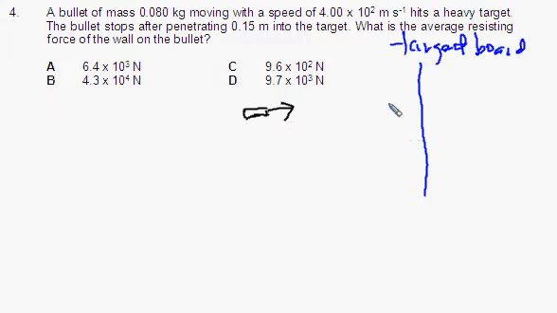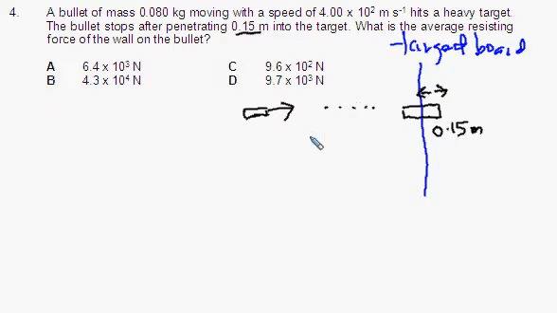When it starts moving, it will hit the board, and as mentioned, it will penetrate 0.15 meters. So if this is the original size, it might penetrate up to over here. Just a simple estimation. The penetration over here is 0.15 meters, and you have to be very careful: it's between the inside of the board to the edge of the bullet. So this is what it's talking about.